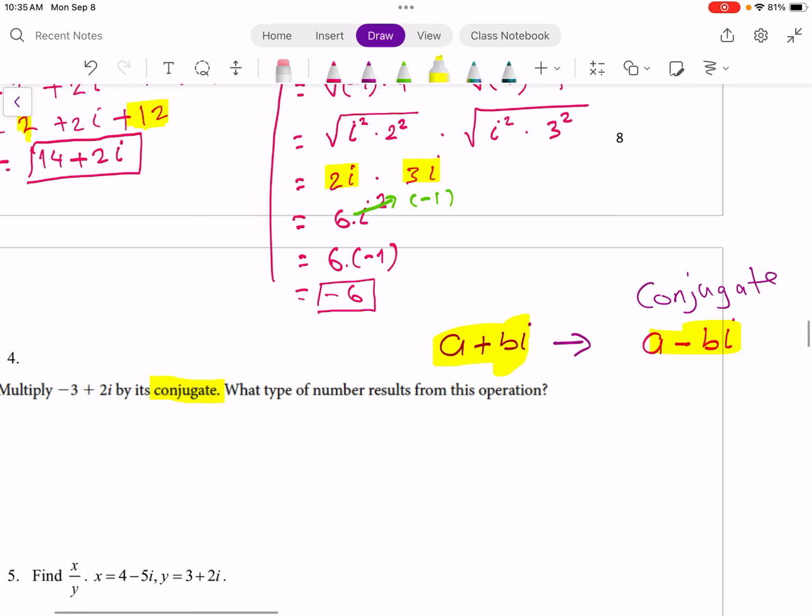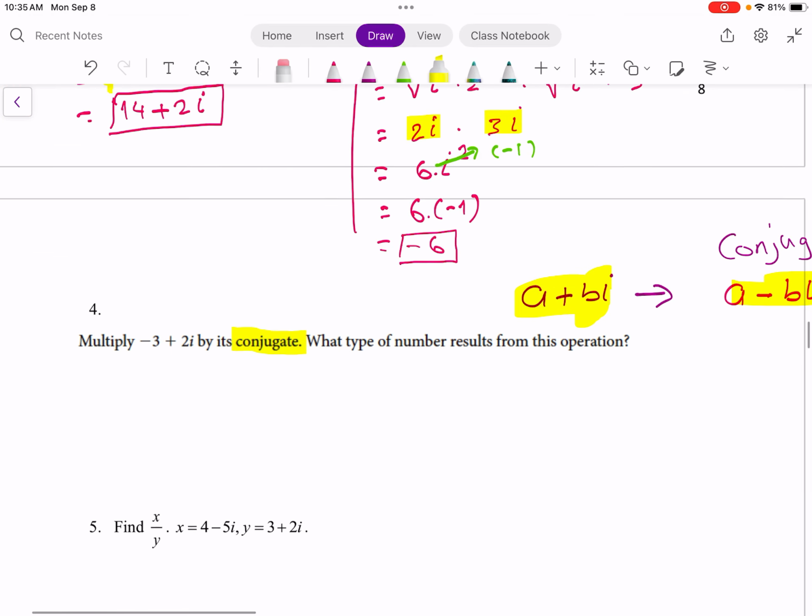Now here we have a complex number, negative 3 plus 2i. We are asked to multiply this complex number by its conjugate. Now what is the conjugate of negative 3 plus 2i?